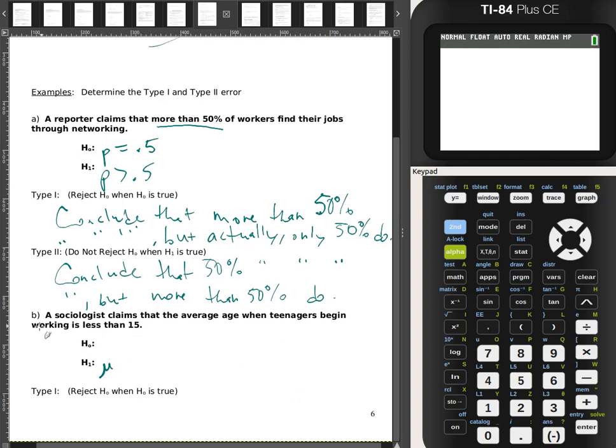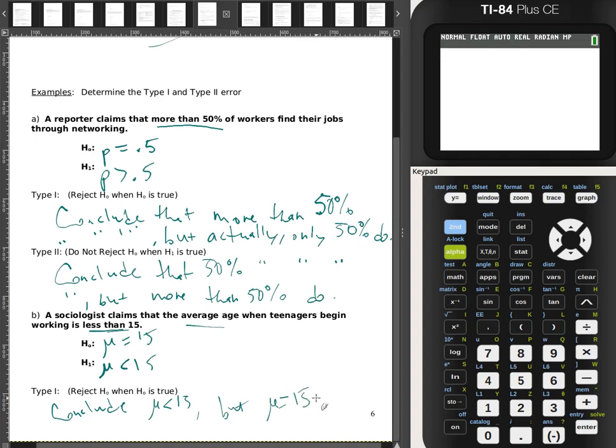But here, for the alternative hypothesis, we're looking for the average age to be less than 15. The null hypothesis then is that the average age is equal to 15. A type 1 error would be that we reject the null hypothesis. So we conclude that the mean is less than 15, but the mean actually is equal to 15.